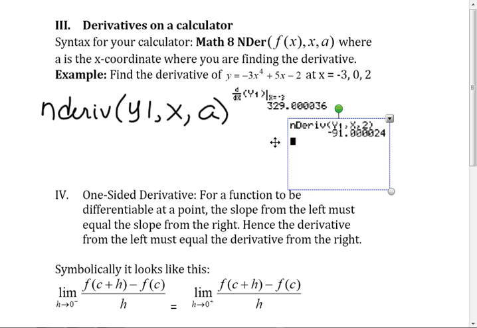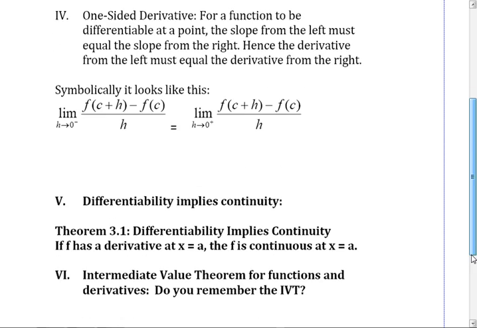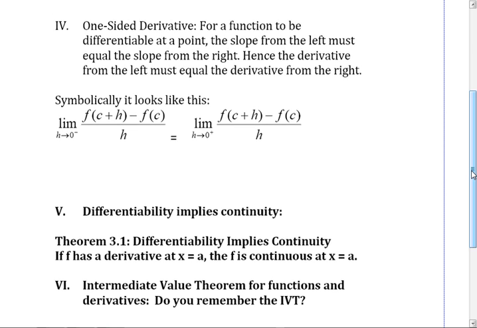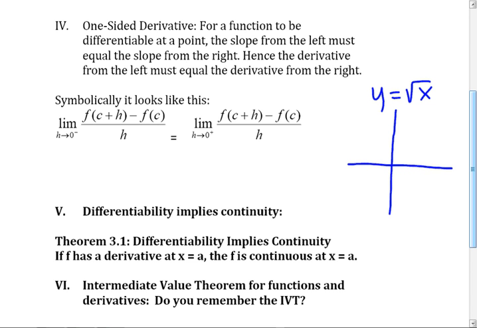Okay, you ready for the last bit? That's all there is. Okay, you guys? Well, there's a little bit left. One-sided derivatives, you can still have a function differentiable at a point from one side. For instance, if I have y equals the square root of x, remember what that looks like? It looks like this. Remember, this is right continuous?